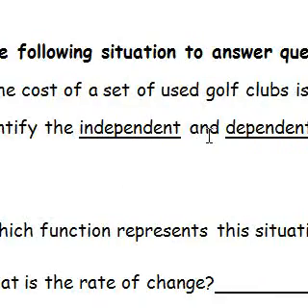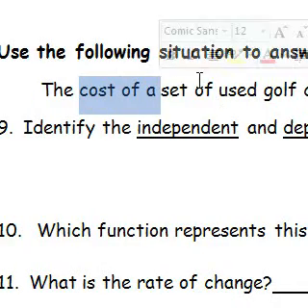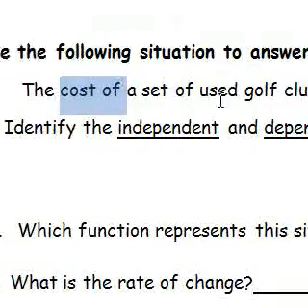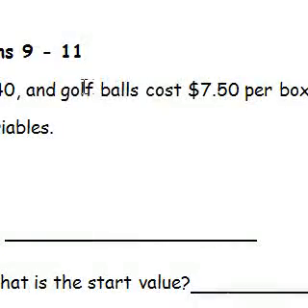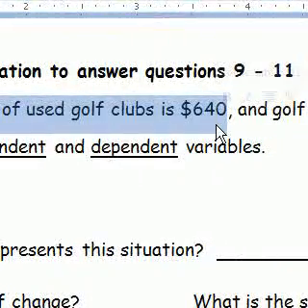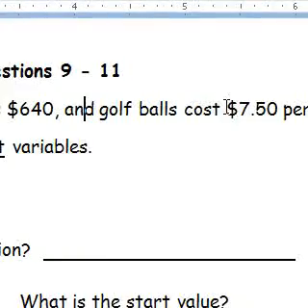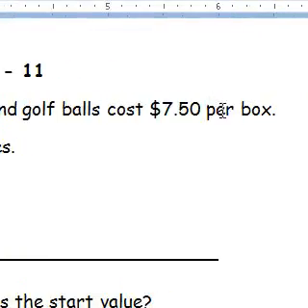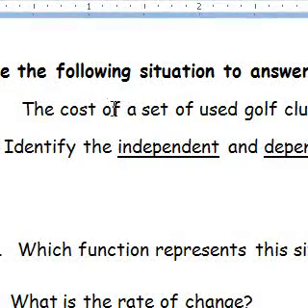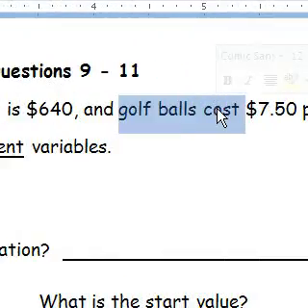So for our independent and dependent variables, we need to ask ourselves what depends on what. The total cost depends on golf balls, because we initially lay out $640 to pay for some clubs, and then we lay out $7.50 per box. So our total cost is a function of the number of boxes of golf balls we buy.